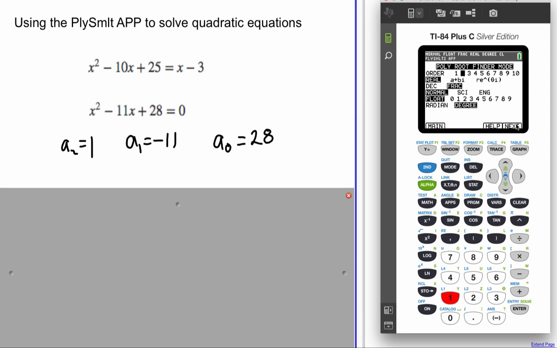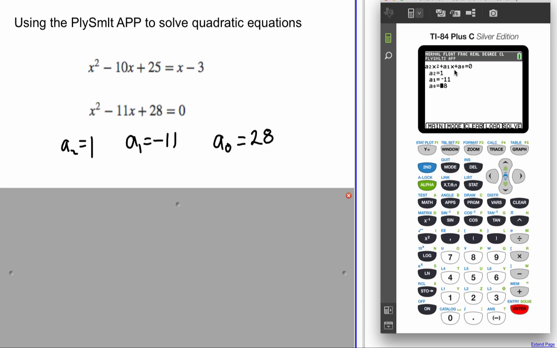To get that key I need to press graph. Okay, and we see it's in the form a2 x squared plus a1 times x plus a0 equals 0. So a2 is 1, a1 is negative 11. Notice we need to use the negative, so we're not subtracting from anything. And a0 is 28. Press enter.